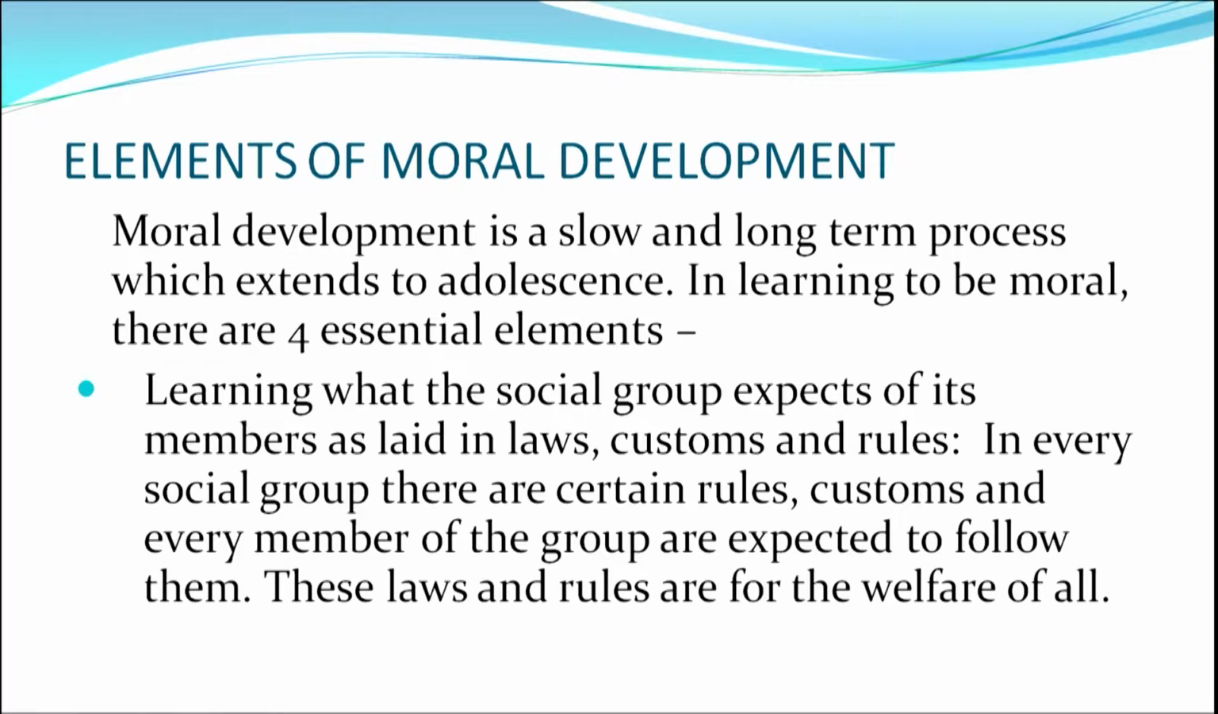In learning to be moral, there are four essential elements. The first is learning what the social group expects of its members as laid down in laws, customs and rules. In every social group there are certain rules and customs, and every member of the group is expected to follow them. These laws and rules are for the welfare of all.